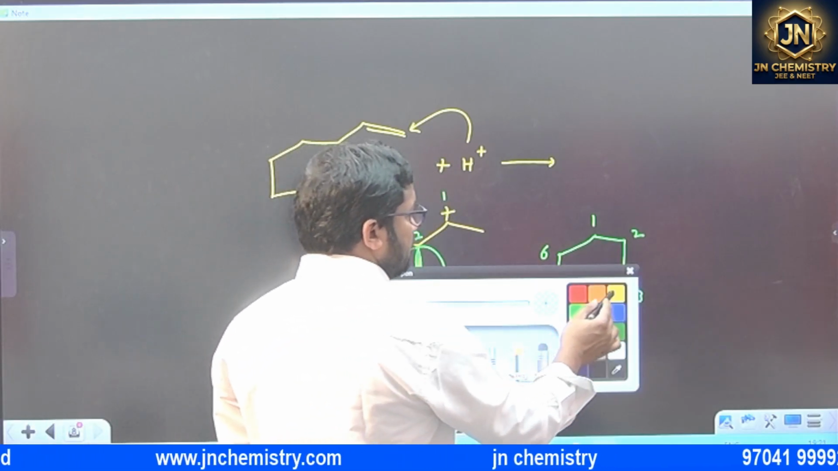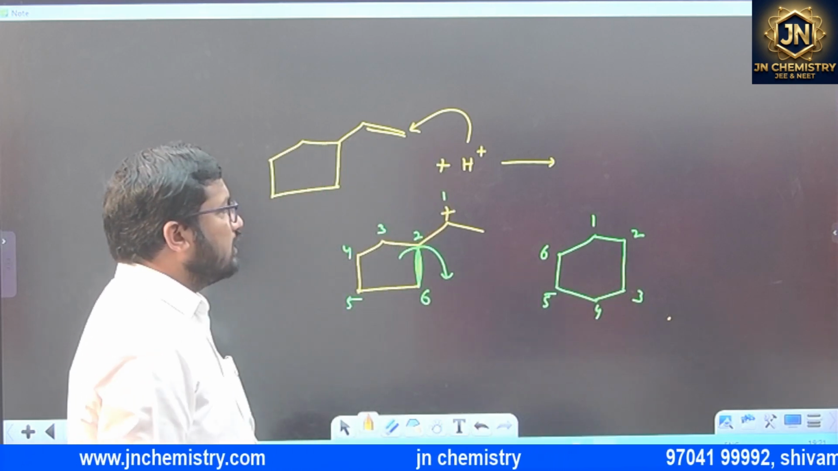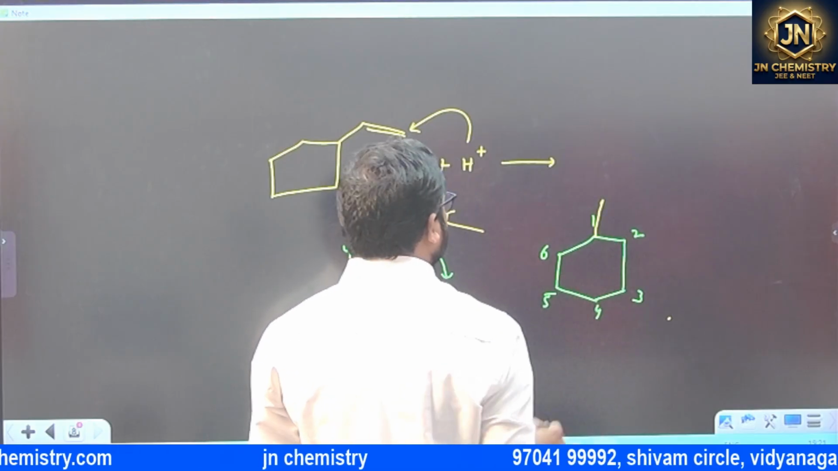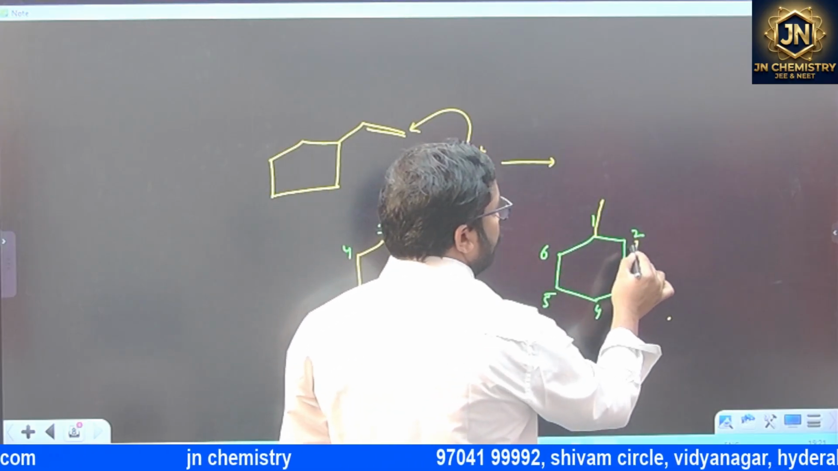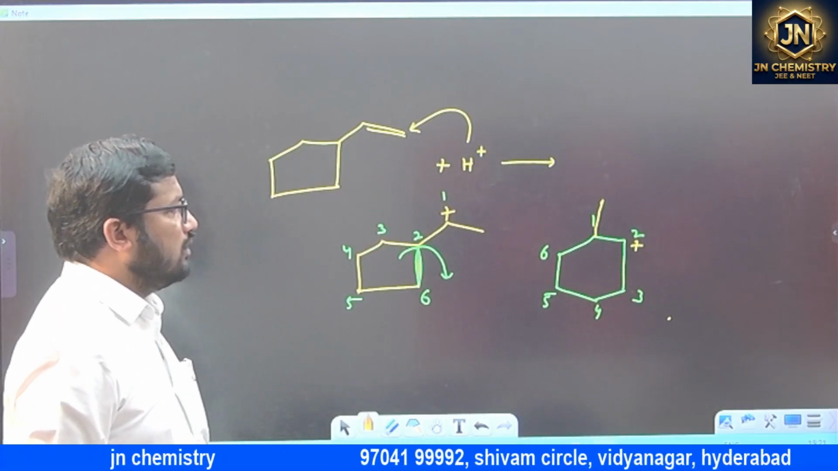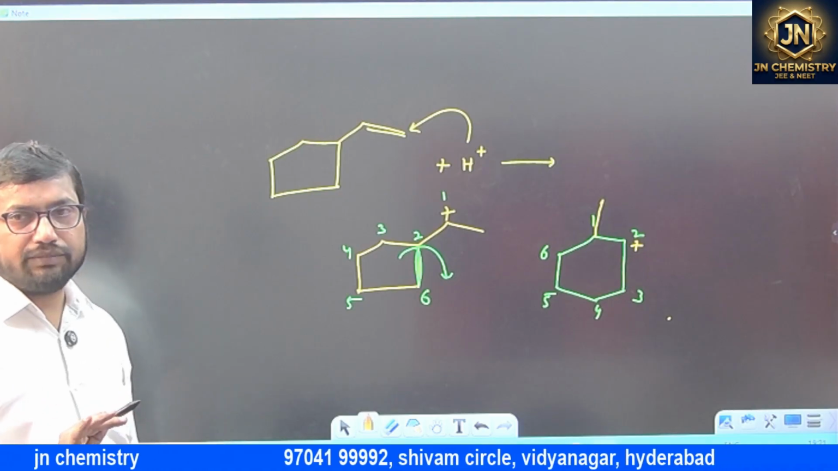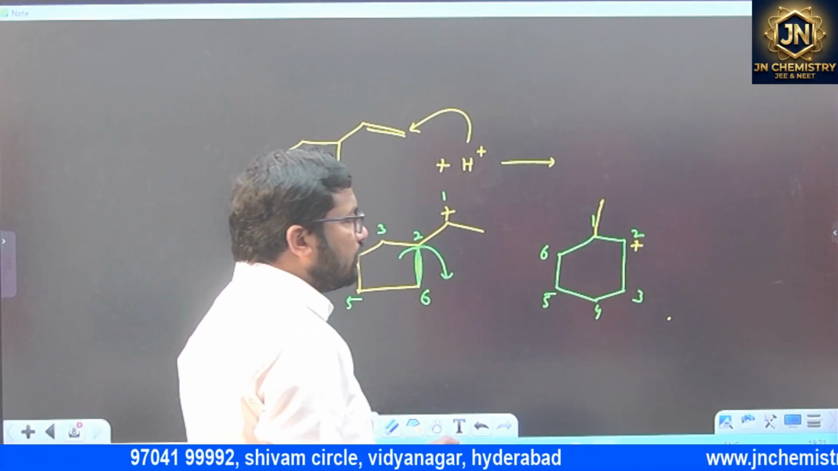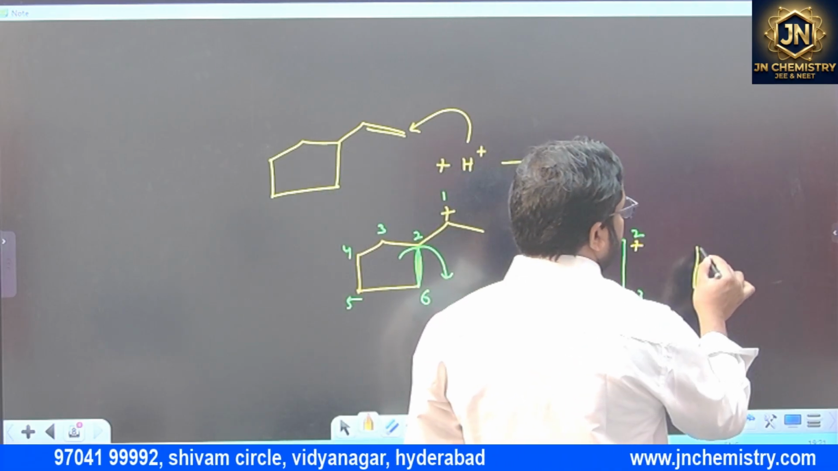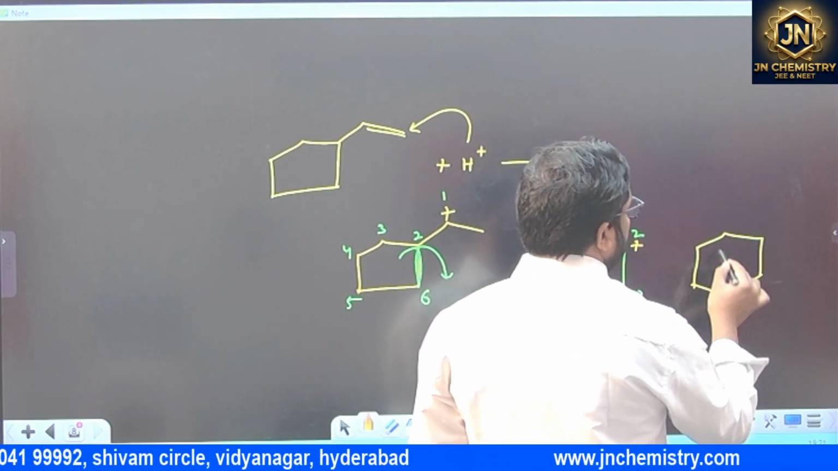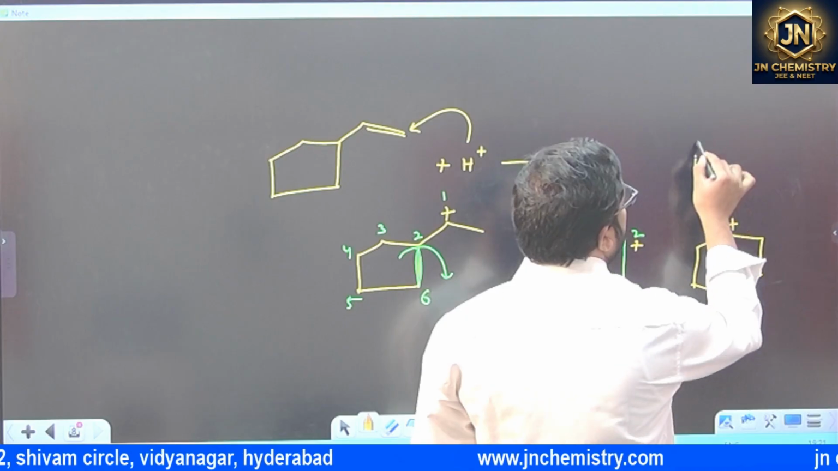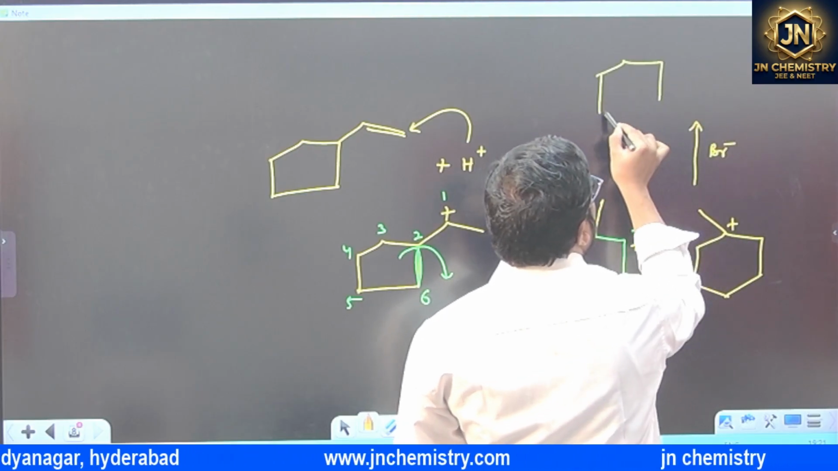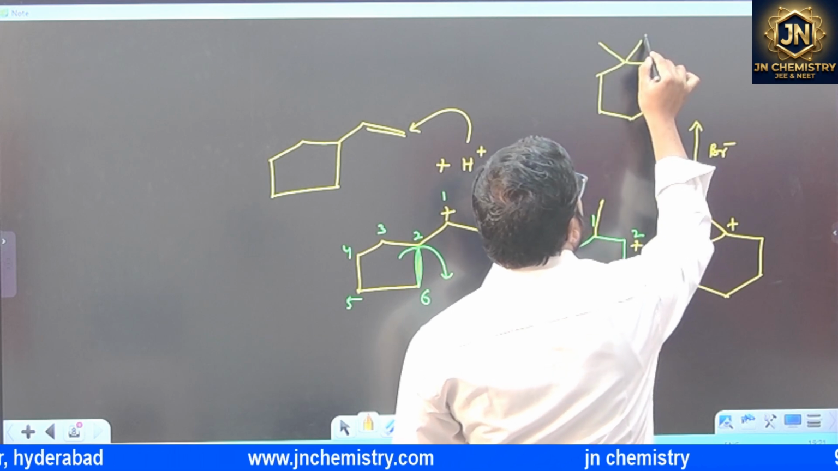Then the first carbon has a methyl group. The second position has the carbocation. The remaining everything is the same. It's a number game. At the second position, the 2 degree carbocation, rearrangement takes place once again. We get the carbocation here because it is 3 degree. Then Br minus comes and attacks, so we get the compound like this.